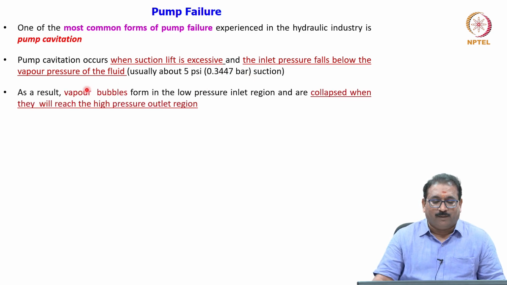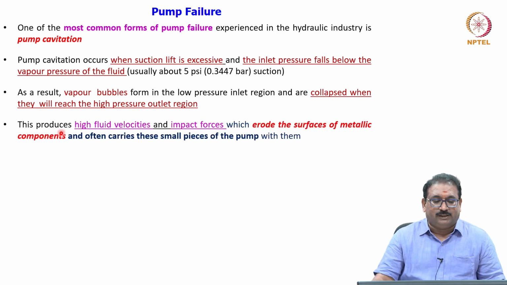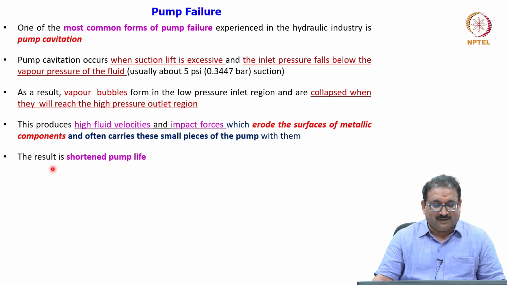As a result, vapor bubbles form in the low pressure inlet region and collapse when they reach the high pressure outlet region. This produces high fluid velocities and impact forces, which erode the surface of the metallic components and carry these small pieces of the pump with them during the exit. The result is a shortened pump life.